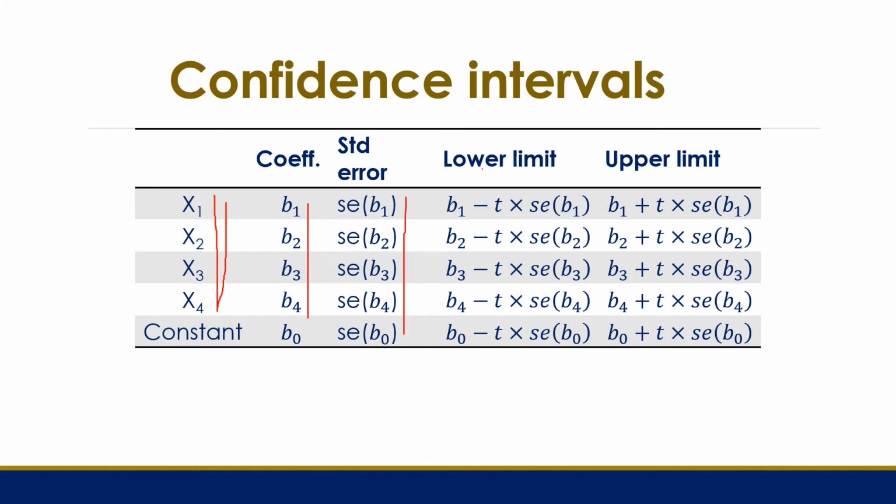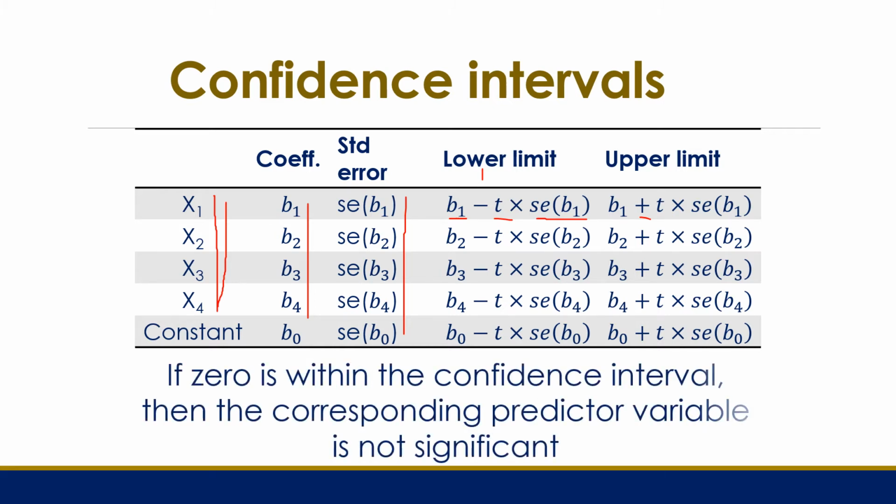Now, if you want to compute the lower limit, you simply put the negative sign: b1 minus the t-value obtained from the tables times the standard error of b1. And then for the upper limit, you use the plus sign. And that's how you get the confidence intervals. If 0 lies inside the interval, in between the limits, then that particular coefficient is not statistically significant. That will happen if the lower limit has a negative sign and the upper limit has a positive sign. Otherwise, if both of them have the same sign, either negative and negative, or positive and positive, then in that case, the predictor variable is statistically significant.